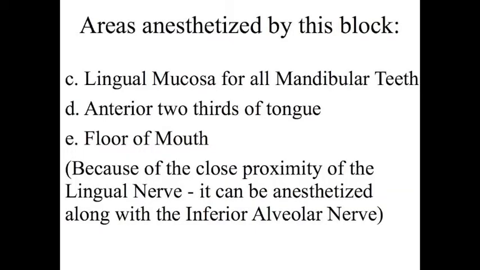The next 3 areas are not innervated by the inferior alveolar nerve. In fact, they are innervated by the lingual nerve. But when you are administering the inferior alveolar nerve block, the lingual nerve is very close in proximity and can easily be anesthetized also. Those 3 areas include the lingual mucosa for all mandibular teeth, assuming that the lingual nerve has been anesthetized. The anterior 2/3 of the tongue, again assuming that the lingual nerve has been anesthetized. And the floor of the mouth, again assuming that the lingual nerve has been successfully anesthetized.